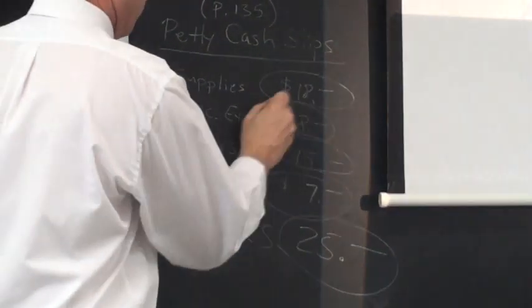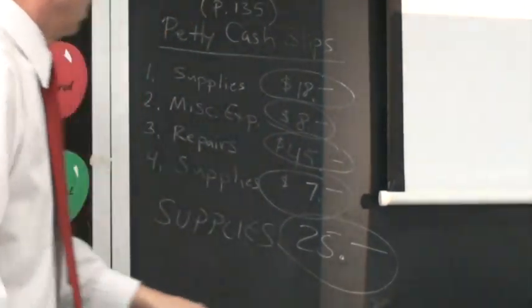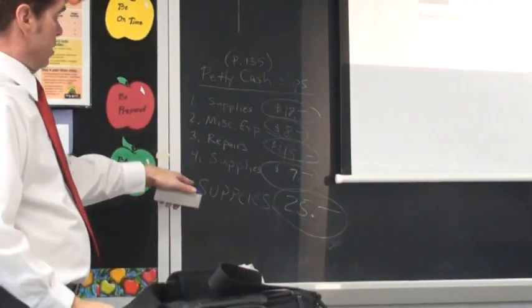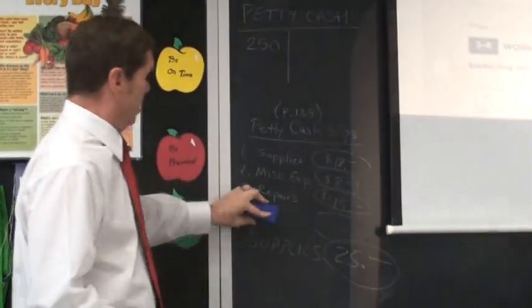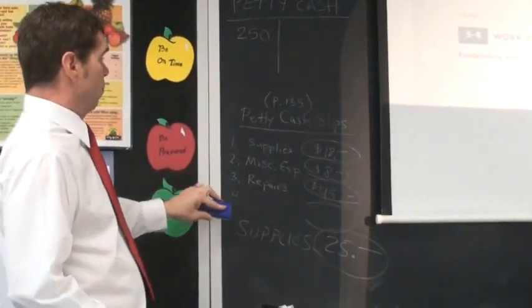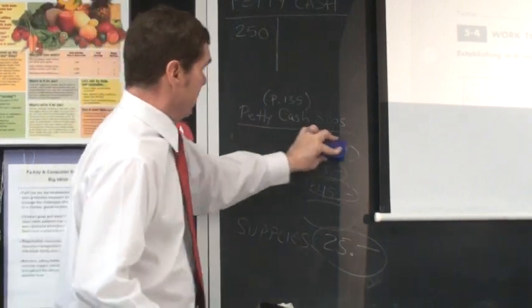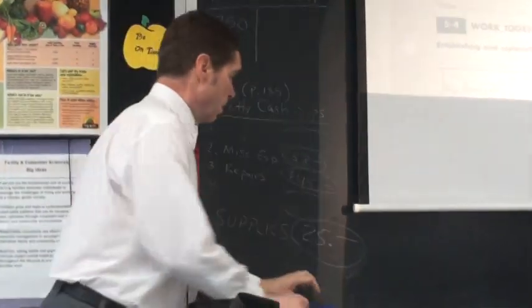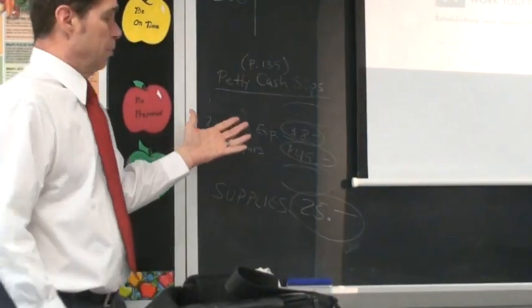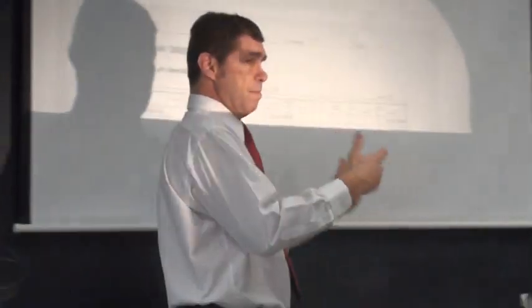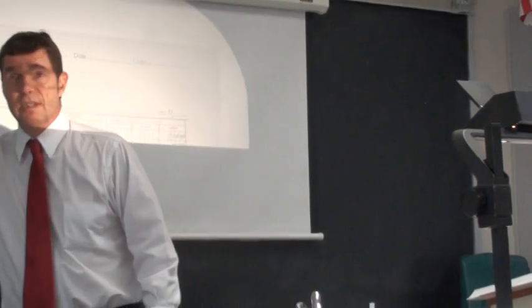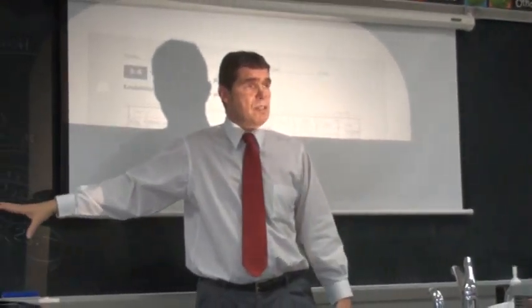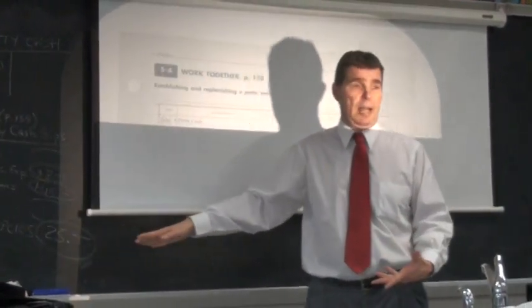We have $8 for miscellaneous expense. So let's hone in on supplies, 25. Repairs, 45, and miscellaneous expense, 8. Okay. This is what we're going to be replenishing. We're going to put the money back in the petty cash fund, but we're going to write it off to these expenses and these items that we incurred during the month of July.